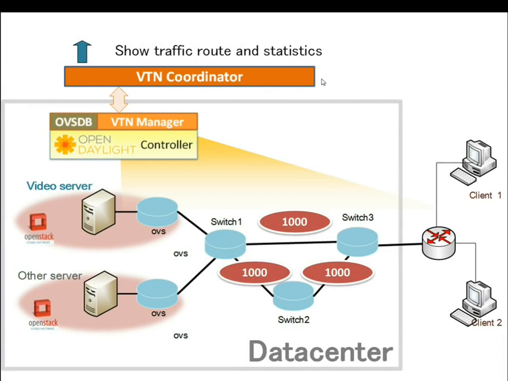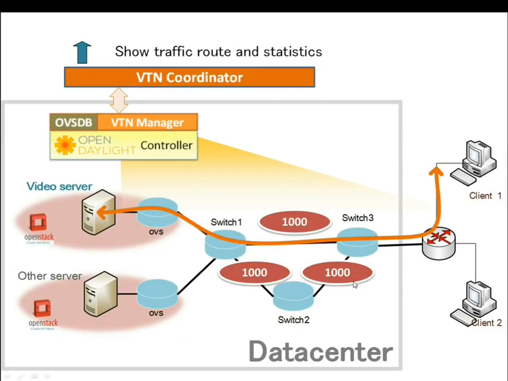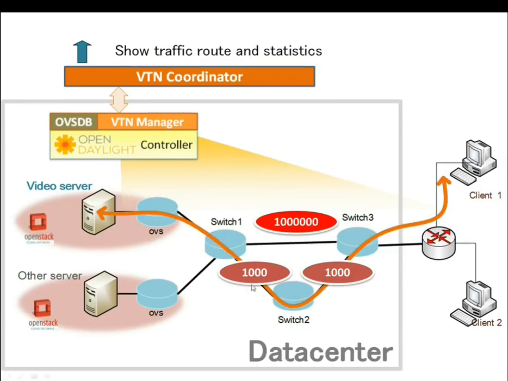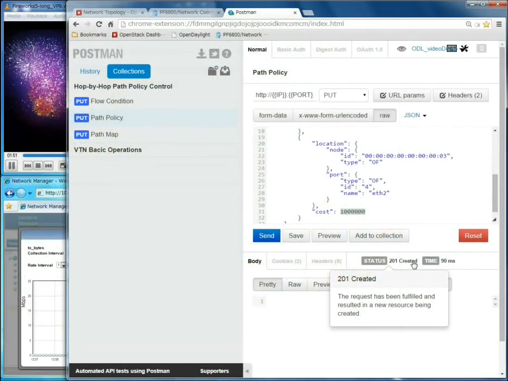Application of the path cost in the topology is shown with an illustration here. Before the path policy is applied, the default cost of 1000 is applied to all the paths. Video traffic takes the shortest path, that is switch 1, switch 3. Once path policy is applied, the cost between switch 1 and switch 3 becomes 1 million. And the cost between switch 1 and switch 2 and switch 2 and switch 3 continues to be the default cost 1000. After the application of the path policy, the video traffic takes the low cost path, that is switch 1, switch 2, switch 3, where the total cost of the path is 2000.